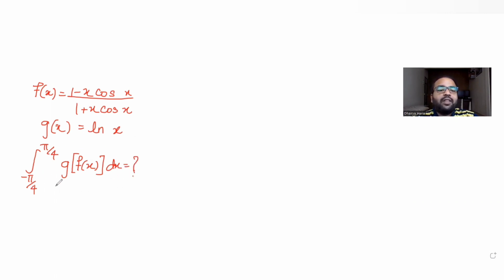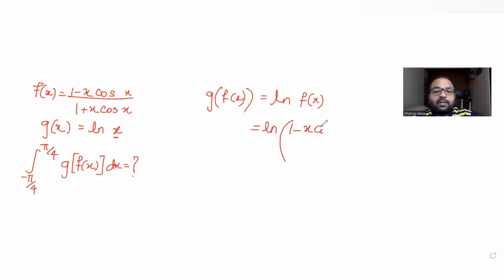Before finding the value of this integral, first let's find g of f of x. g of f of x means we need to substitute f of x in the function g of x. Instead of x, I'll have to write the entire function. So it becomes log of f of x to the base e, or log of (1 minus x cos x) upon (1 plus x cos x). So this is my g of f of x.